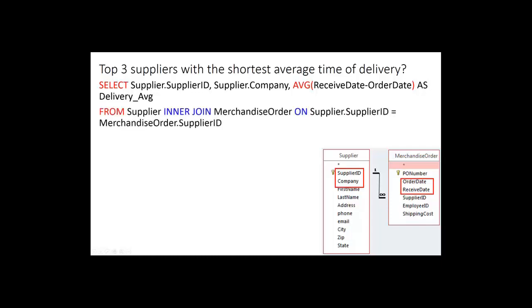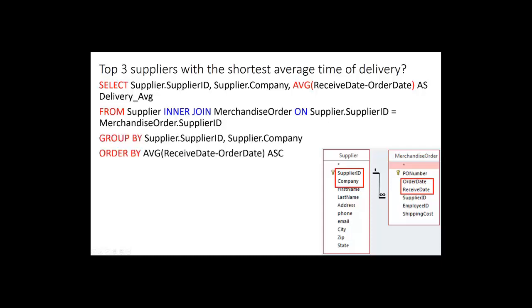From, well, we need to join these two tables. Supplier inner join merchandise order on the pair of primary key and foreign key. Group by all fields that are not part of average function. Supplier ID and company. And sort it. Sort by that calculated average ascending order. So the shortest time should go on top of the list. And finally, limit the results to 3 records.